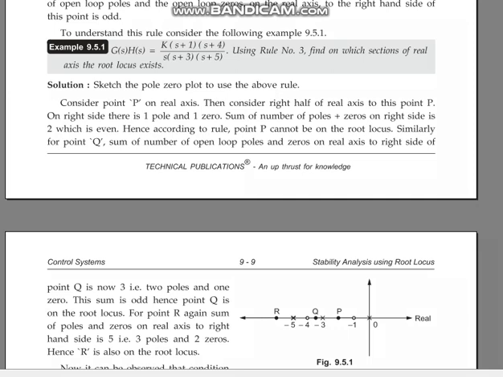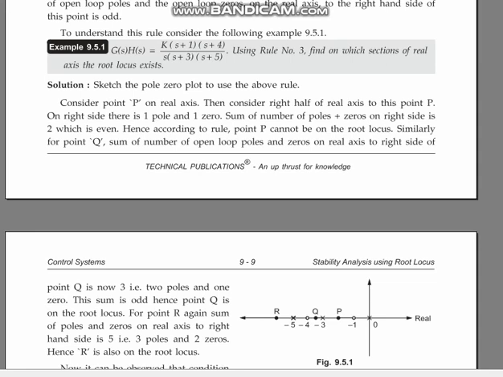Here, see the poles: s is equal to 0, so we mark here s is equal to 0, and that is the first pole, marked by a cross. s is equal to minus 3 is marked by a cross here, and another pole is s is equal to minus 5, marked here at minus 5. The zeros at minus 1 and minus 4 are indicated by circles.